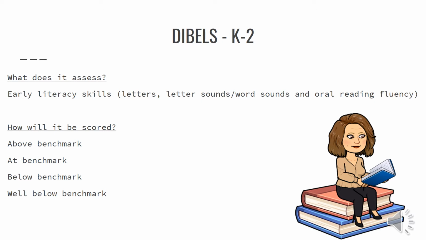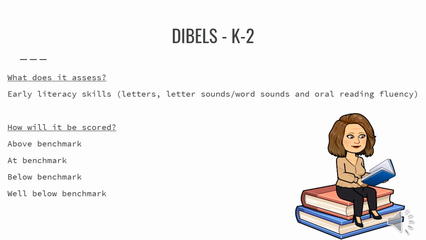DIBELS is a literacy test of early reading skills administered by teachers in kindergarten through second grade. The test assesses students' ability to identify letters, letter sounds, phonemes, or sounds and words, and a student's oral reading fluency. For the oral reading fluency assessment, students are given a grade level passage and asked to read it. This test begins at the first grade level. The score at the end indicates the number of words the student could read in 1 minute. Each DIBELS test is given in 1-minute increments and in a one-on-one setting with the teacher.